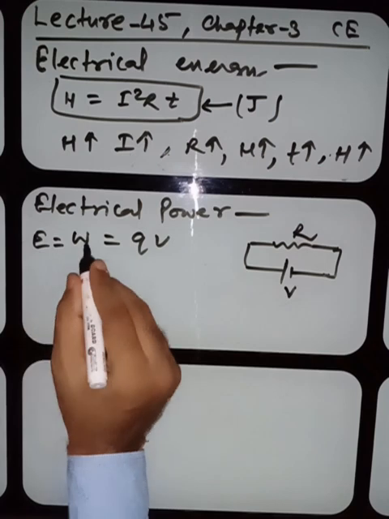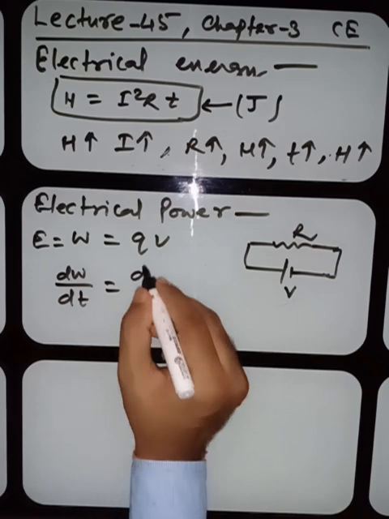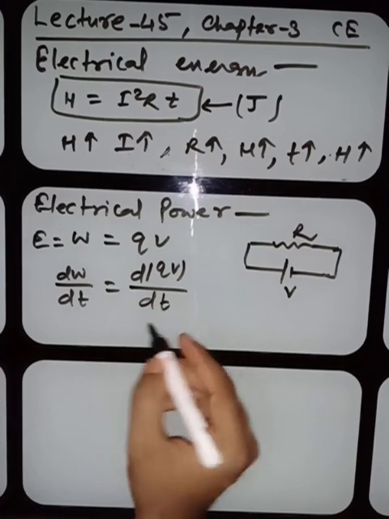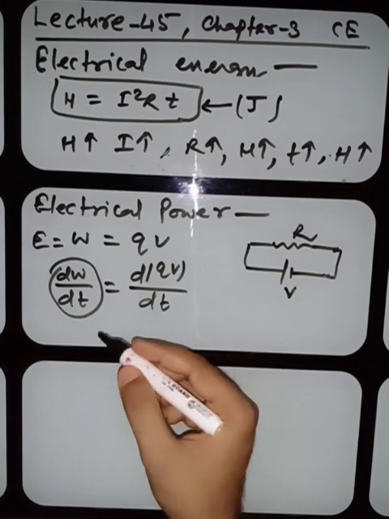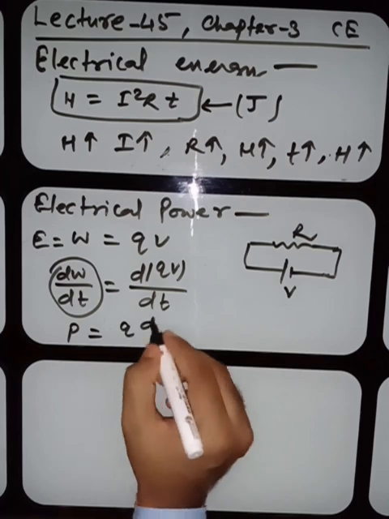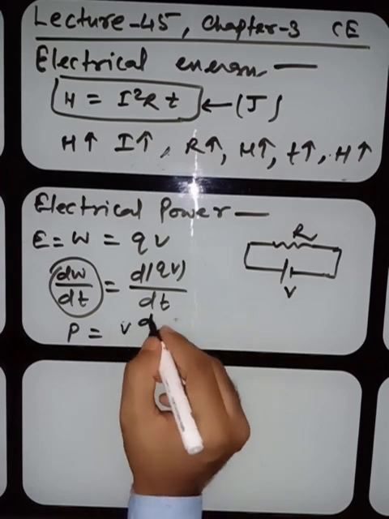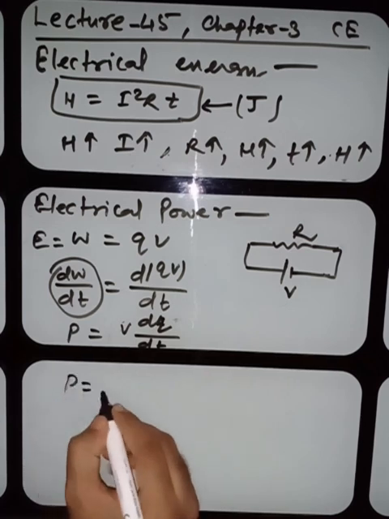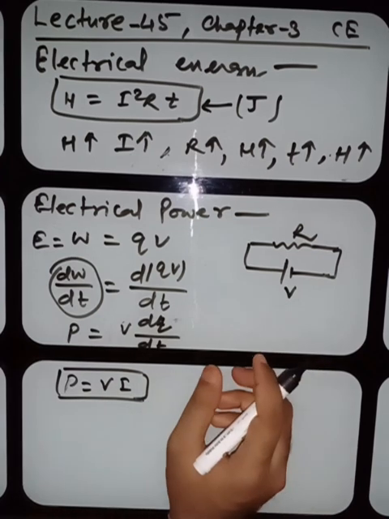All right, differentiating this W, dW by dt is V dQ over dt, this is the rate of change of work. What is the rate of change of work? The rate of work is called power. So this is nothing but the power, and V is constant, so it is V dQ by dt. What is dQ by dt? Yes, it is current. So the power will be V times I. Very simple one. Alright.